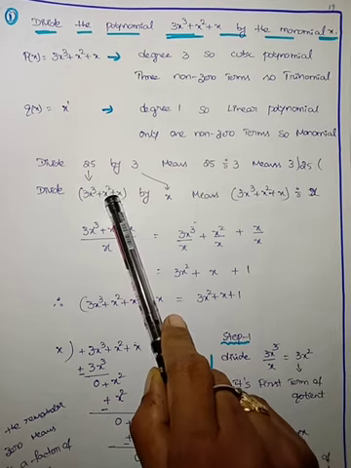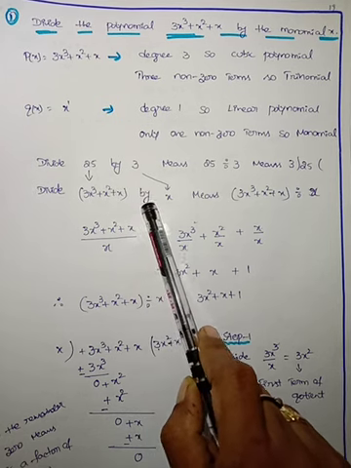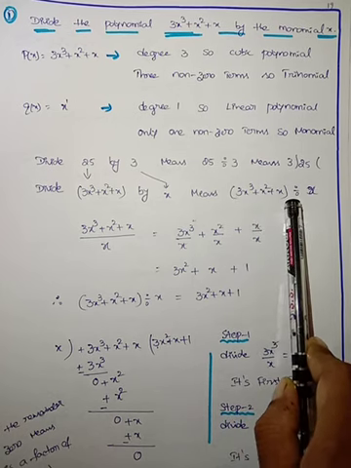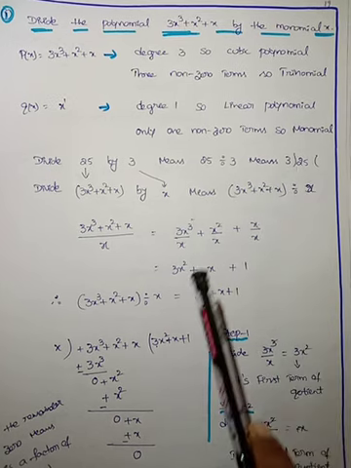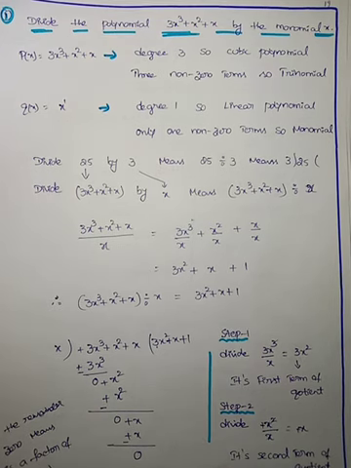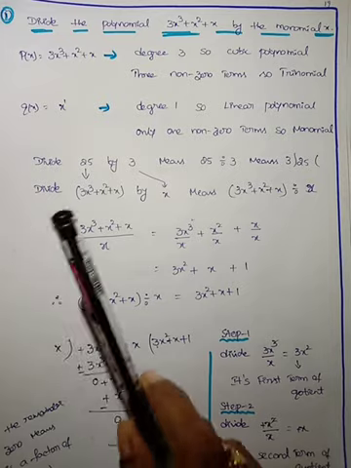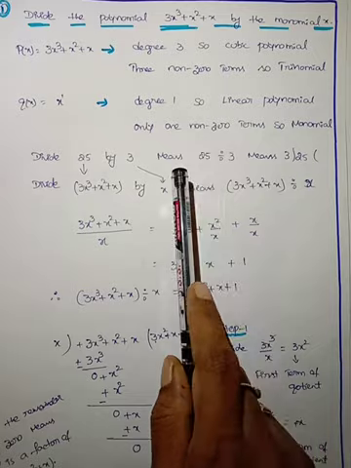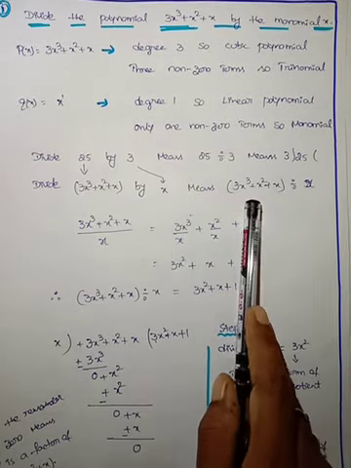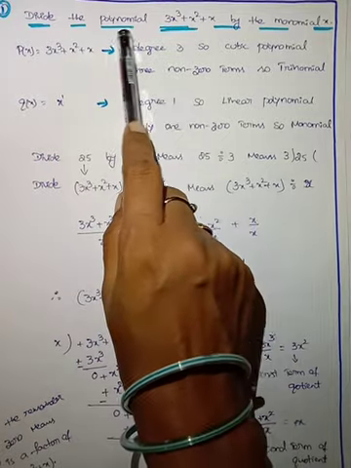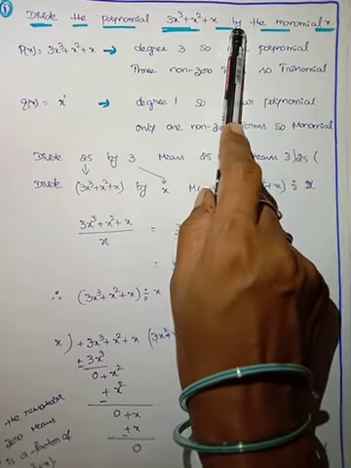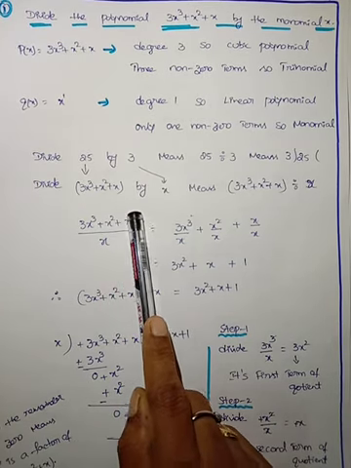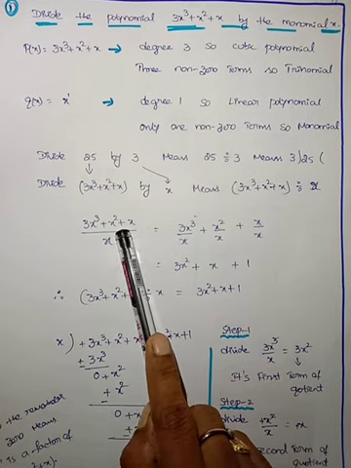Like that, divide 3x cube plus x square plus x by x means 3x cube plus x square plus x divided by x. You just have to remember that the polynomial whose degree is highest is the dividend, and the one whose degree is lowest is the divisor. So dividing the polynomial 3x cube plus x square plus x by the monomial x means 3x cube plus x square plus x is the dividend, divided by x.